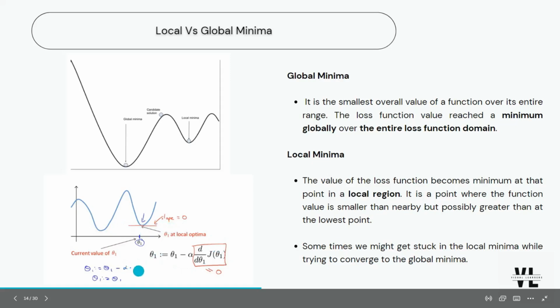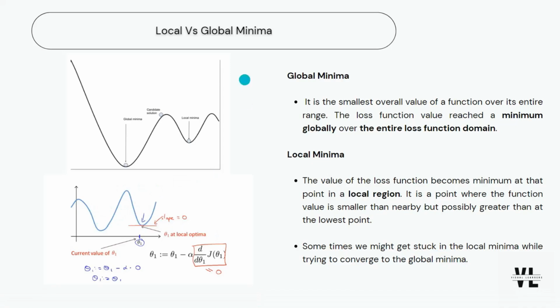And if it is 0, the slope will be a horizontal line. And when you multiply the learning rate by 0, you're basically left with the same weight once you reach this point, which means the weights are not going to be updated. So sometimes we might get stuck in the local minima while trying to converge to the global minima. And we will see how to solve this problem by using a different gradient descent algorithm.